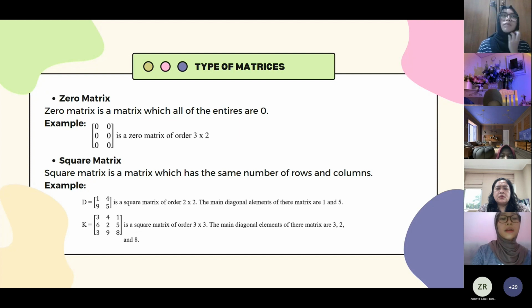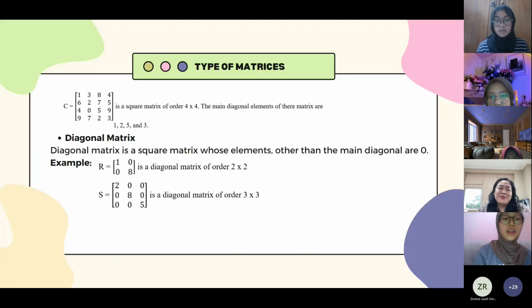And there's matrix K = [3 4 1; 6 2 5; 3 9 8], a square matrix of order 3 by 3. The main diagonal elements of the matrix are 3, 2, and 8. The last example of a square matrix is matrix C = [1 3 8 4; 6 2 7 5; 4 0 5 9; 9 7 2 3], a square matrix of order 4 by 4. The main diagonal elements of the matrix are 1, 2, 5, and 3.